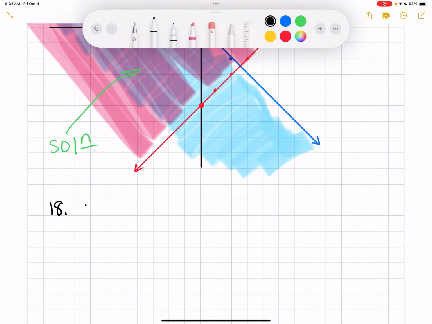Let's get a system. X is greater than or equal to -8. Y is less than or equal to -1. Y is less than -2x minus 4. Now I need to use 3 colors. I really don't like this.